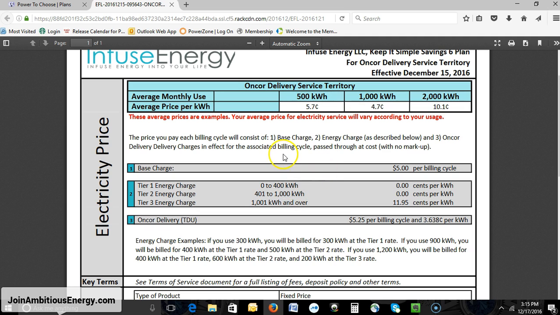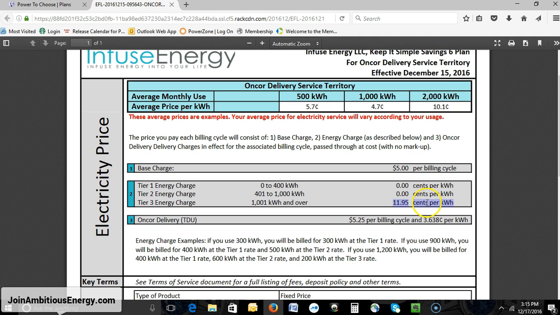Okay. And if you look here at these tiers, your tier 1 charge is just going to be your base charge of $5 per billing cycle. And then if you go from 400 kilowatt hours to 1,000 kilowatt hours, it stays the same. But if you go anywhere above 1,000 kilowatt hours in a billing cycle, even if it's 1,001 kilowatt hours, it jumps up to 11.95 cents per kilowatt hour.